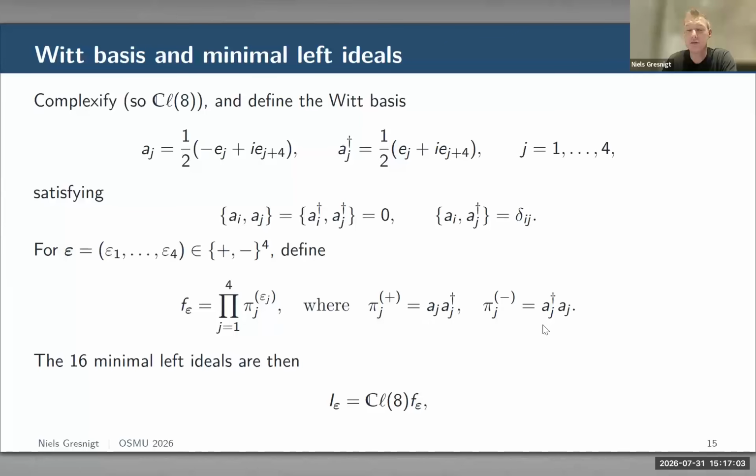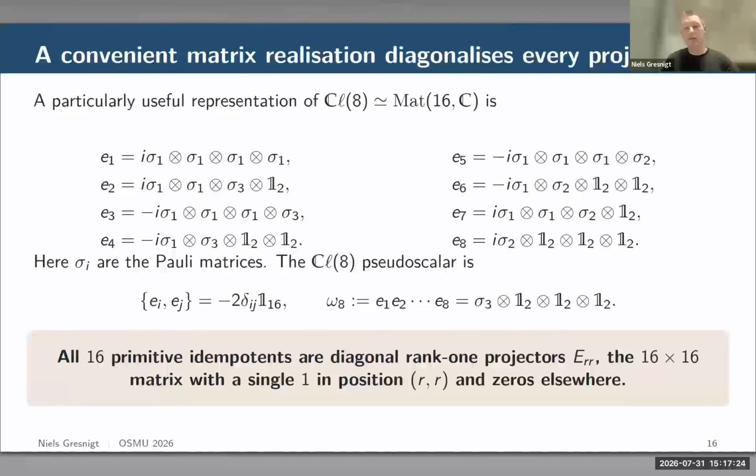Now, it's quite useful to actually adopt a particular matrix representation of CL8. And so for this one, I've chosen the one I've used here, where I've represented E1 to E8, as well as the pseudoscalar, which I've called omega 8. And the reason I quite like this basis is because then all the primitive idempotents come out as rank 1 projectors with just matrices with one non-zero entry on the diagonal. So that means the first minimal left ideal would correspond to the first column of the matrix algebra, and the second minimal ideal would be the second column, and so forth.